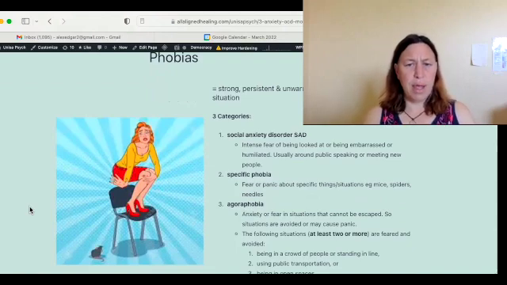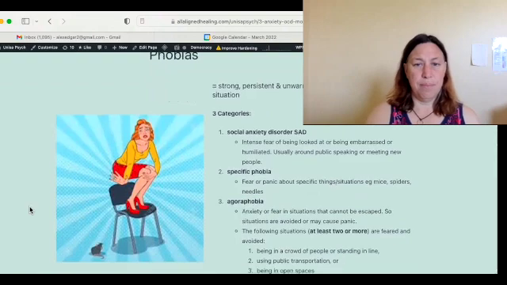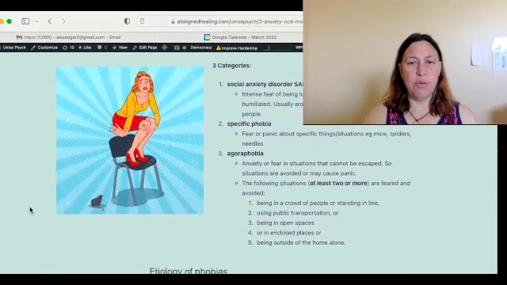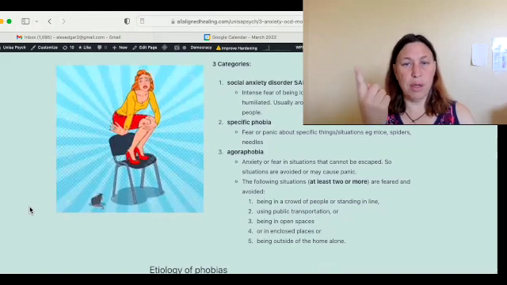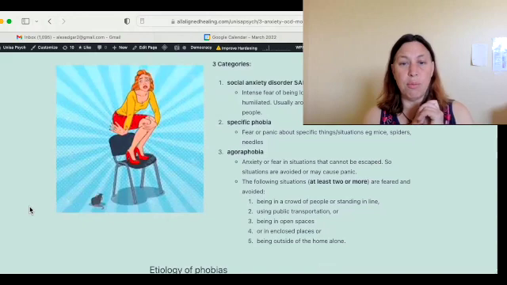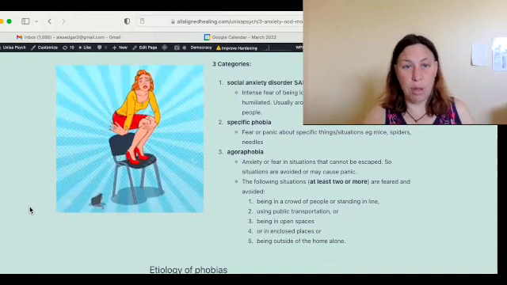Agoraphobia: anxiety or fear in situations that cannot be escaped. So there's at least 2 or more of these are needed for a positive diagnosis. A fear of being in a crowd or standing in a line. A fear of using public transport. A fear of being in open spaces. A fear of being in enclosed spaces or being outside of the home alone.